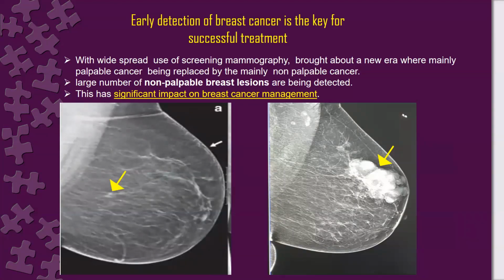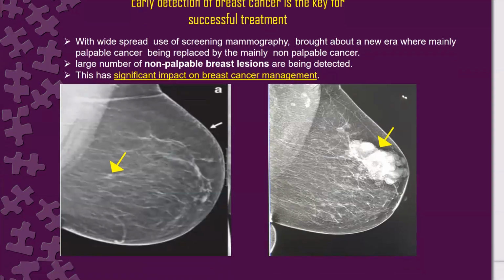With the era of screening mammography, mainly palpable cancers have been replaced by non-palpable cancers, and a large number of non-palpable cancer lesions are being detected. Definitely this has a significant impact on breast cancer management.